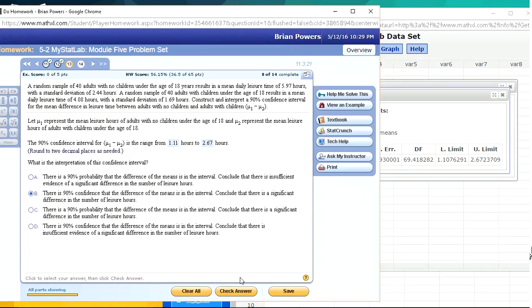It seems like a pretty obvious conclusion. I mean, you don't need to collect data to know that. But yeah, there is a significant difference in the number of leisure hours. And okay, we're gonna skip 14. I think you'll find that it's very straightforward.